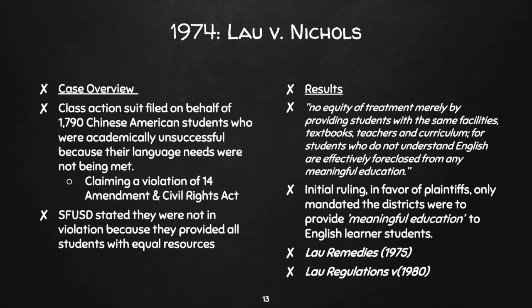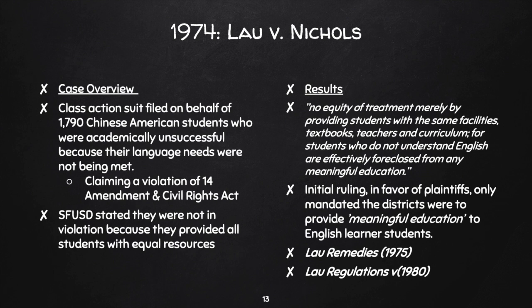Now, the San Francisco Unified School District, who was being sued in the case, stated that they were actually not in violation because the resources that they provided the Chinese American students who were English learners were exactly the same resources provided to all the other students. So they said, well, they're getting equal treatment, they're getting equal resources, they have the same teachers, they're in the same classrooms. How are we violating their rights under the 14th Amendment and their rights protected under the Civil Rights Act? They're getting everything that all other students are getting.